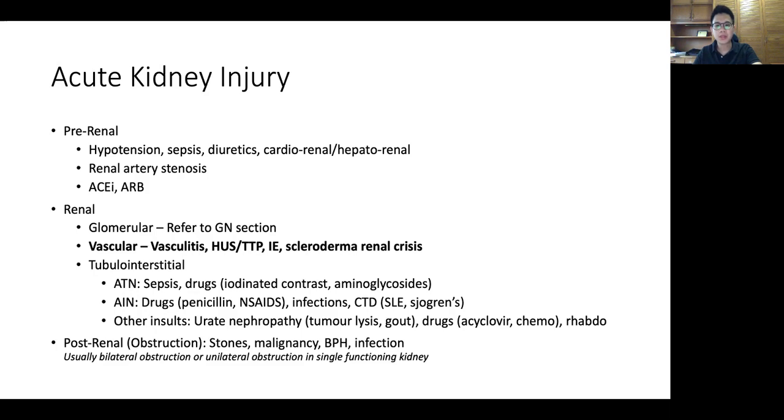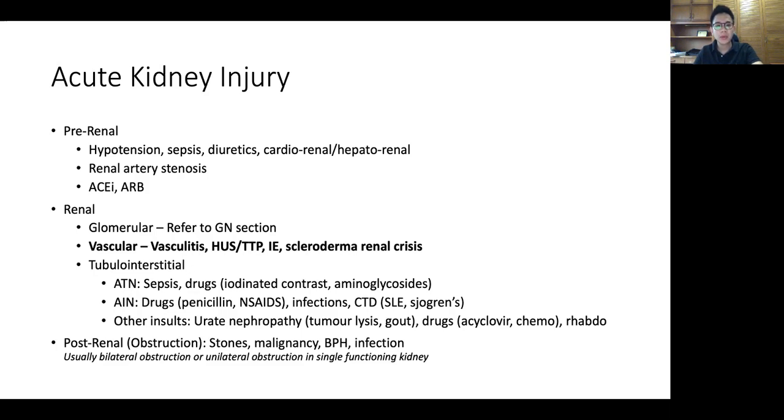but important to consider also would be urate nephropathy that can happen in gout or tumor lysis, where there's a surge in the uric acid levels. Other causes include drugs like acyclovir, chemo, and rhabdomyolysis as well. In terms of AIN, this is number one, much less common than ATN. It can present with associated fevers, rash, and eosinophilia, although the triad may or may not be present.